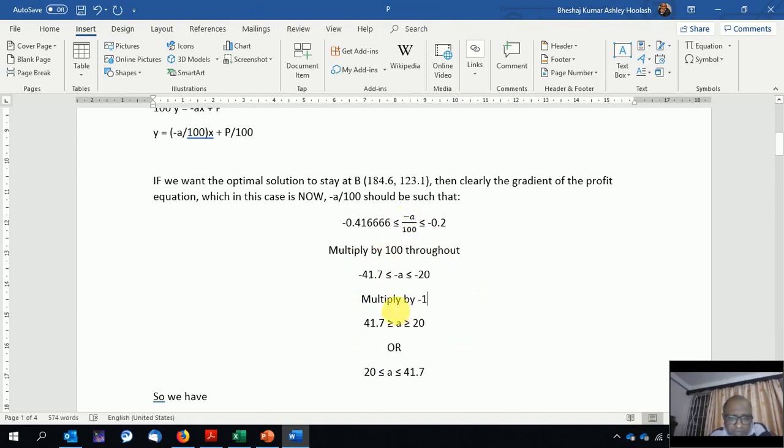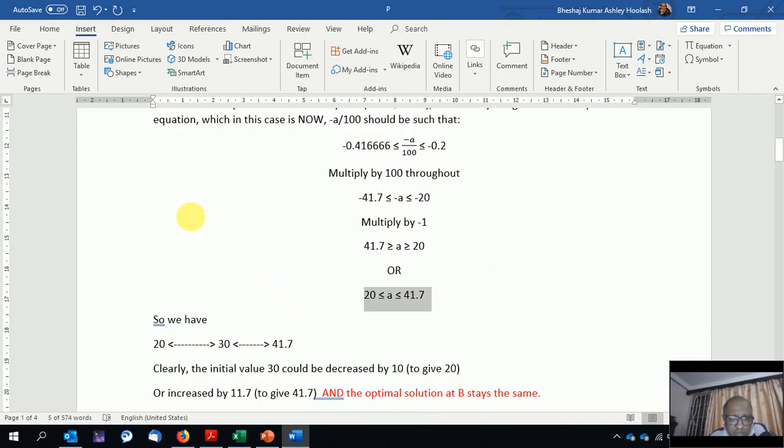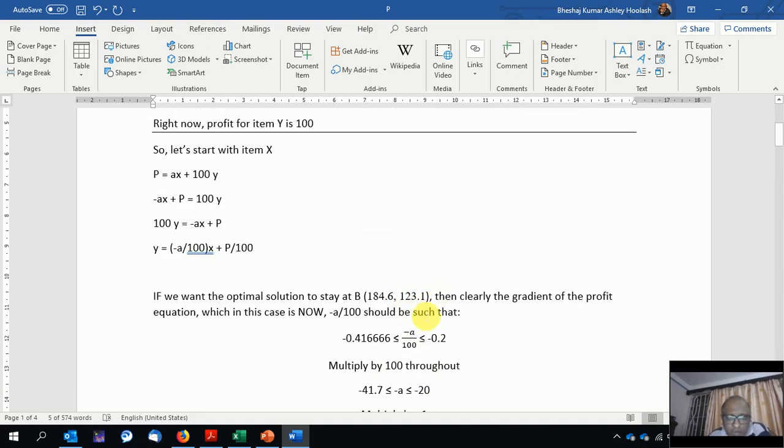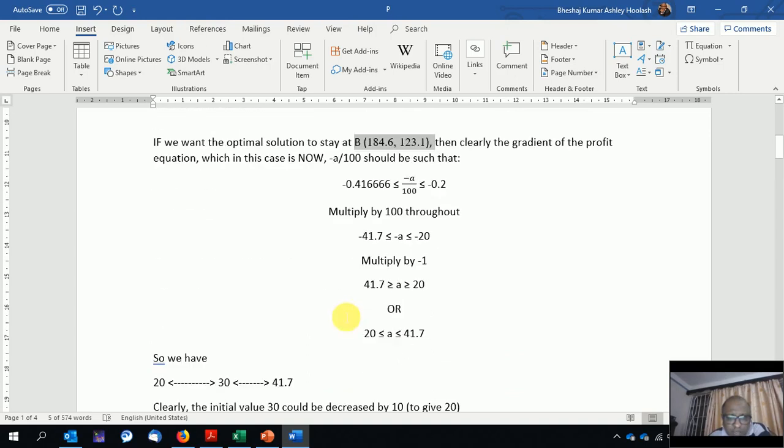You have so many methods. For example, I've multiplied by 100 throughout just to get rid of the 100 in the numerator. I end up with this. There's a negative sign here which I want to get rid of, so I multiply by -1. When you multiply by a negative number, the inequality sign changes. We can try this, take any arbitrary number and see, and rearranging it will give me this. So remember, initially a was 30, but a could take anything between 20 and 41.7, and I will still get the optimal solution staying at B. So that's how it is.